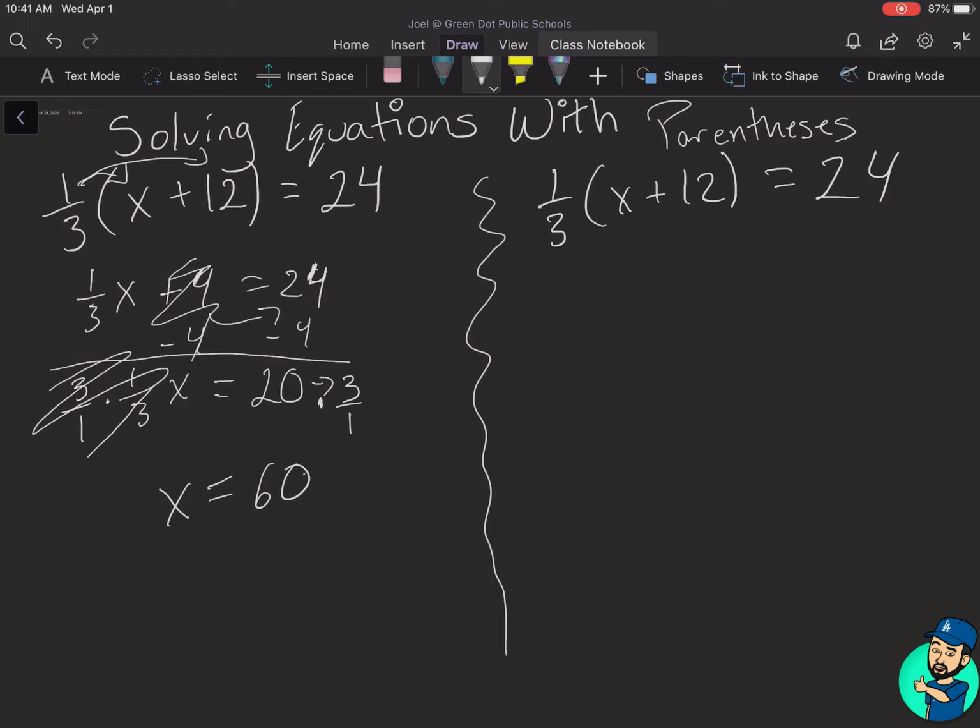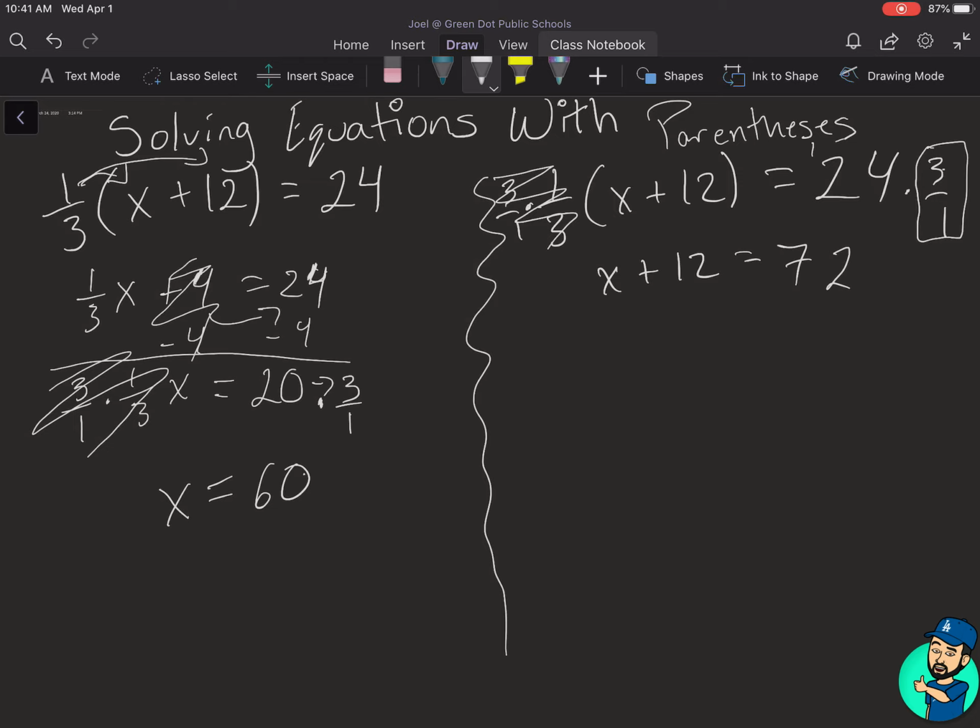Now let's try the right-hand side. I am not going to apply the distributive property. I'm going to multiply both sides by the reciprocal, 3/1. That way I get rid of this. Now I'm left with x plus 12 equals, now 3/1 is just 3. So what is 24 times 3? Well, 3 times 4 is 12. Carry the 1. 3 times 2 is 6 plus 1, 7.